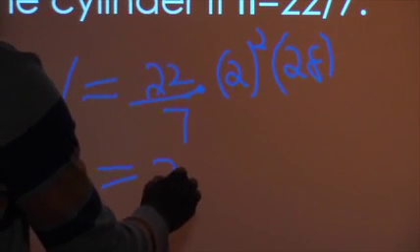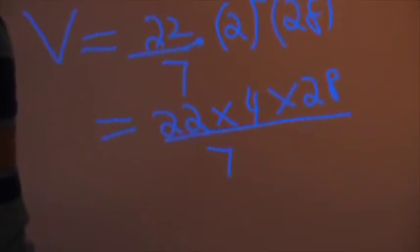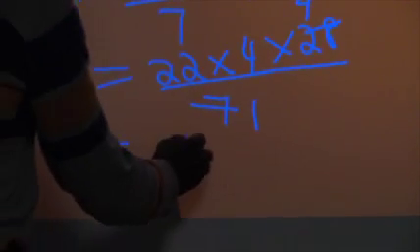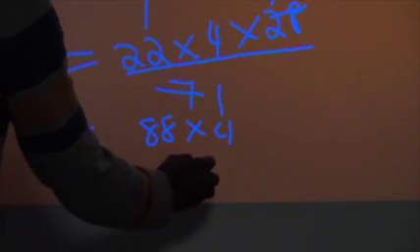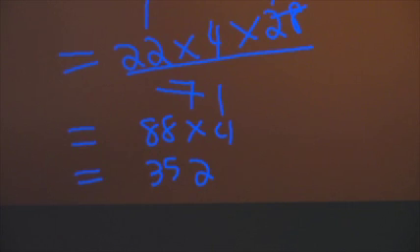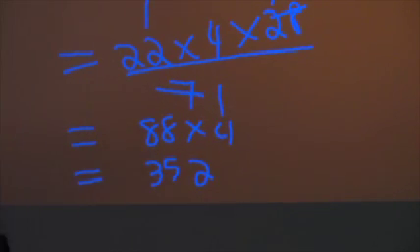What we have here is 22 times 2 squared, which is 4, times 28 over 7. Now let's do some fast calculation here. We can divide 7 by itself one time, and 7 into 28 goes 4 times. And so we can do 4 times 22, that's 88, times 4. 4 times 8 is 32, carry 3, 4 times 8 is 32 plus 3, that's 35, so we have 352. That would be the volume in cubic meters. Remember, volumes will always be given in cubic units such as cubic meters.